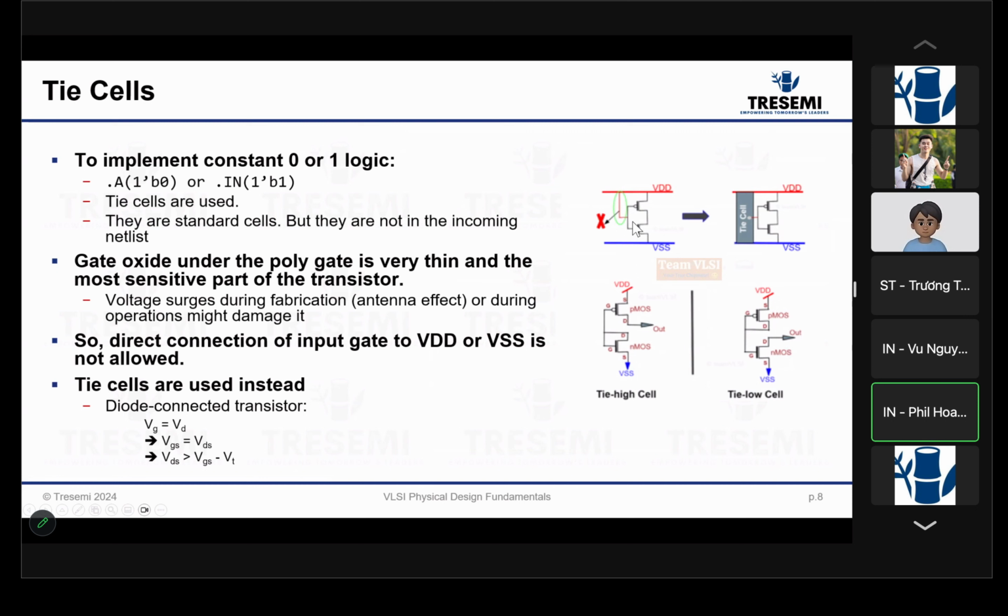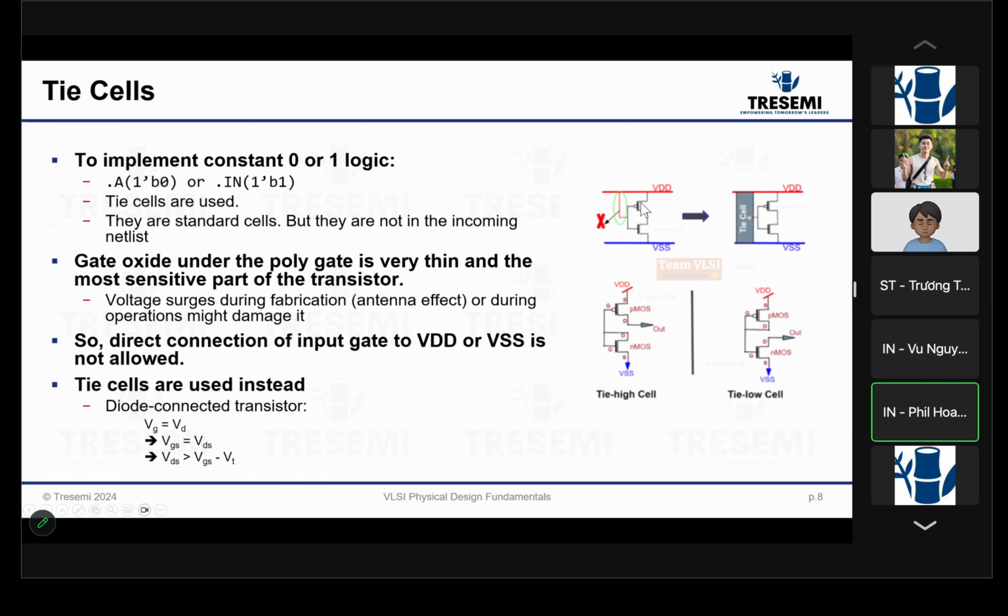But the problem is that the input has a gate here. The gate oxide is very thin. Any voltage surge on the gate oxide can damage it. That's one of the things that can happen during fabrication due to the antenna effect that you will need to learn later. There will be a voltage surge when you put down the last layer of metal on your chip, and that voltage surge, if it goes directly to this gate, will rupture the gate. So we don't tie this one to VDD directly. We use a tie cell instead.